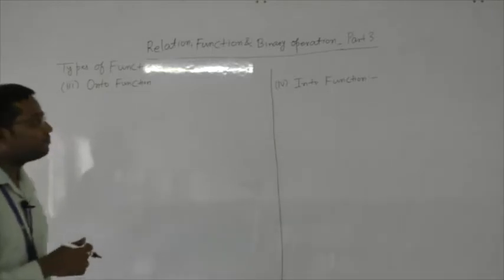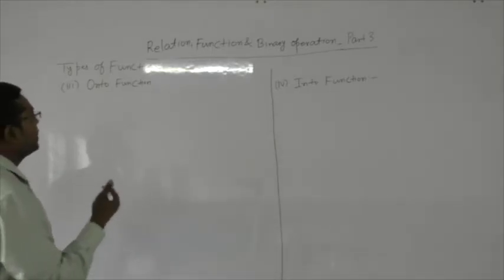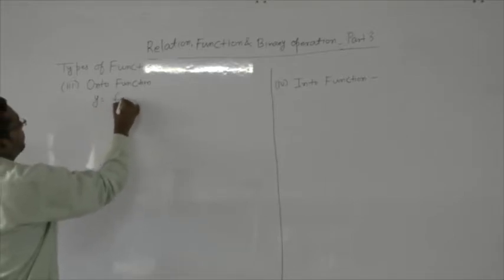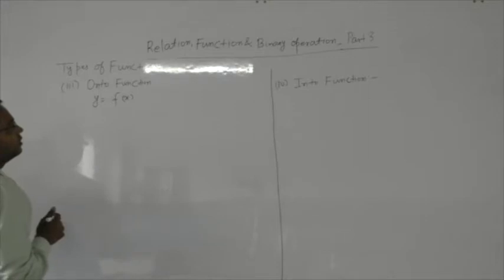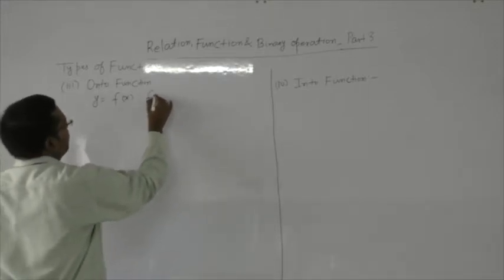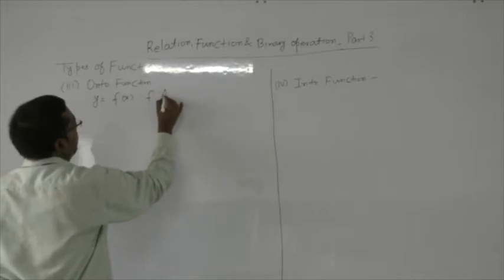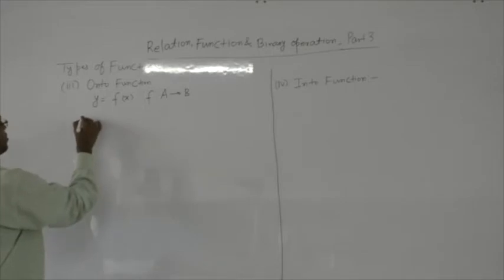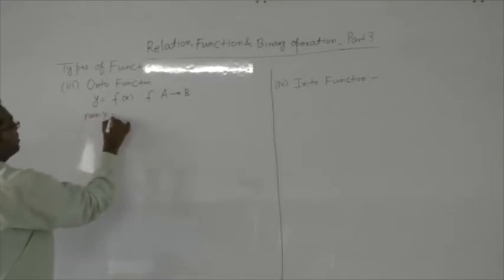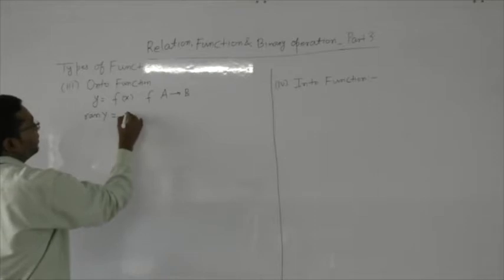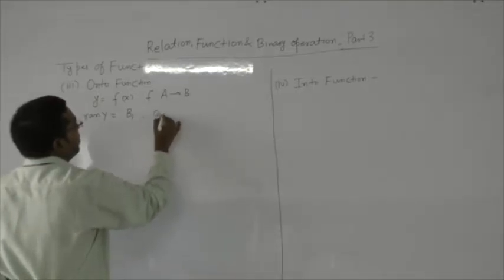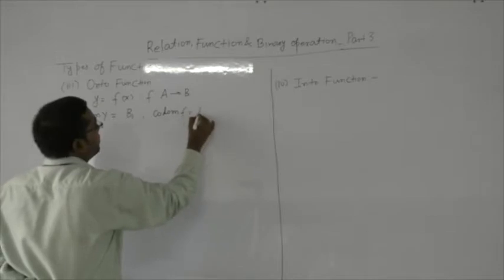See, what is it? Suppose we have two functions. One function, suppose we have y equals f(x), which is defined from A to B. So here, suppose the range of this function is B1. Suppose the range of this function is B1, and from here we can see what is the codomain of this function, B.